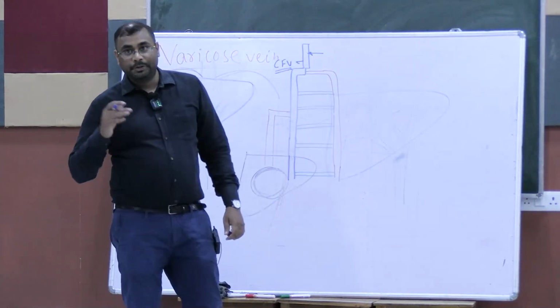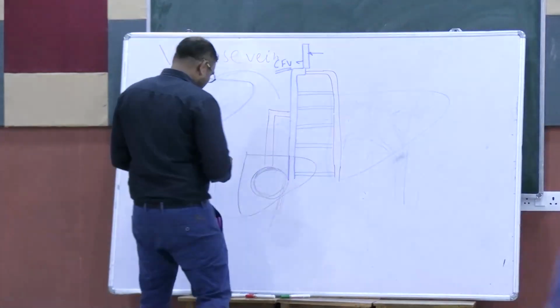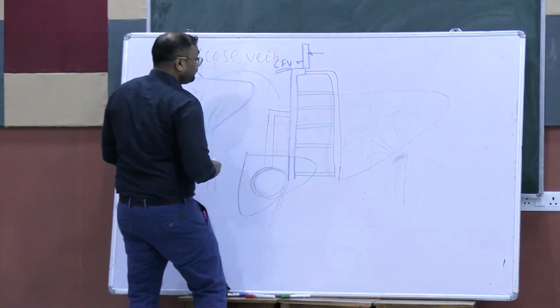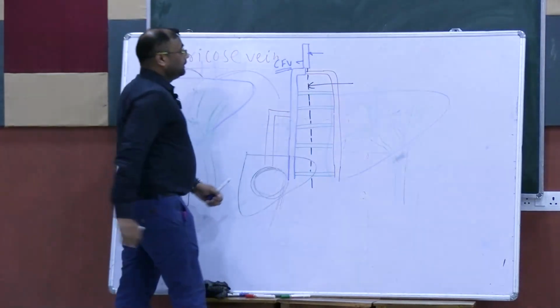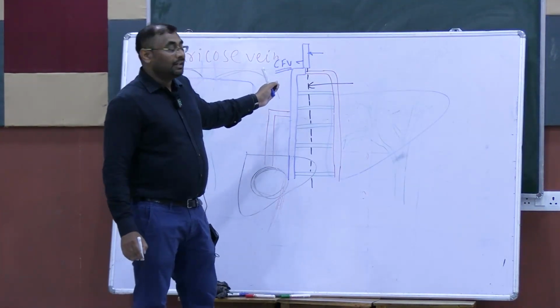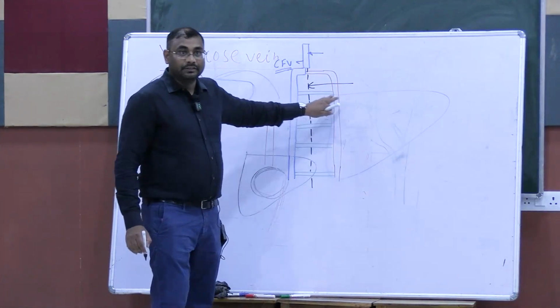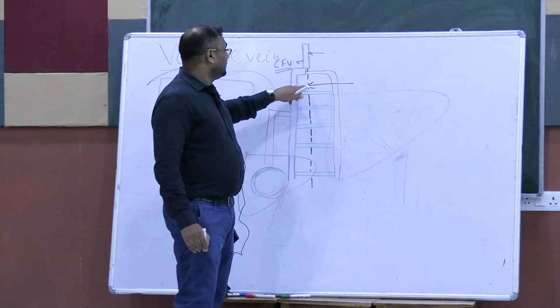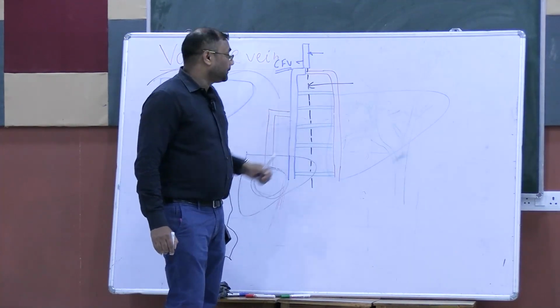When will you say it is superficial and when is it deep? So one very prominent demarcation. What is this structure? This structure is the deep fascia. So the venous system below the deep fascia is known as deep vein, and superficial to this structure is known as superficial vein. Clear? They ask below deep fascia, not superficial fascia. Which fascia? Deep fascia, okay.